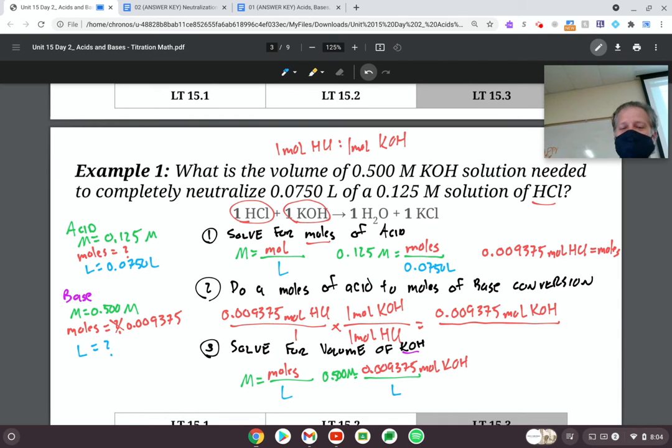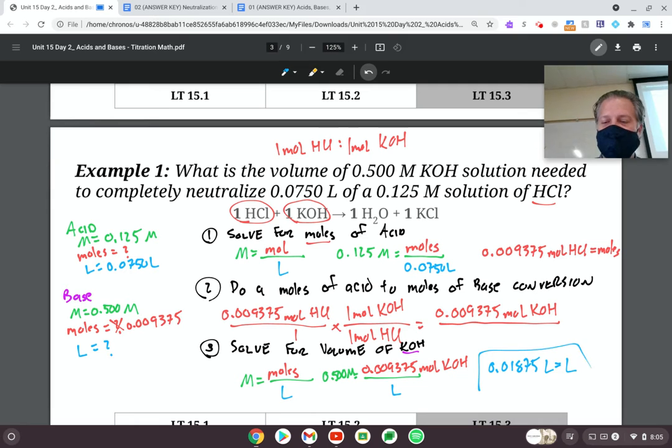So math says that I'm going to multiply both sides by L and then divide both sides by 0.5. So I get 0.009375 divided by 0.5, and I get a volume of 0.01875 liters. So that's my final answer. And again, I said this math isn't complicated, right? But it is multiple steps, and you have to know what to do when. Okay. So, questions about that so far?